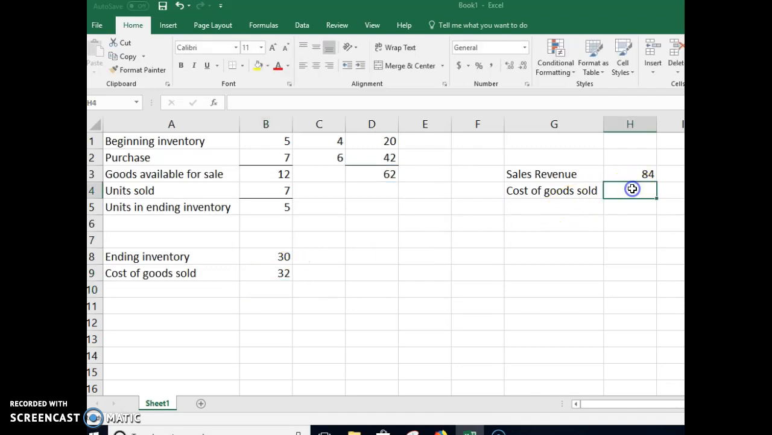And then on the income statement, when we put in cost of goods sold, instead of just typing in 32, I want you to use a cell reference where you go equal, and you come click on the cost of goods sold number and hit enter. So that's what I mean by cell references.